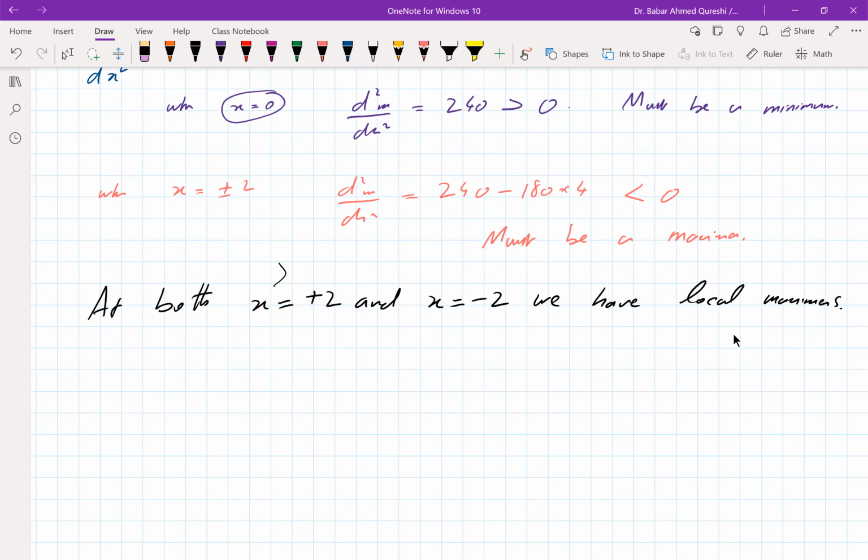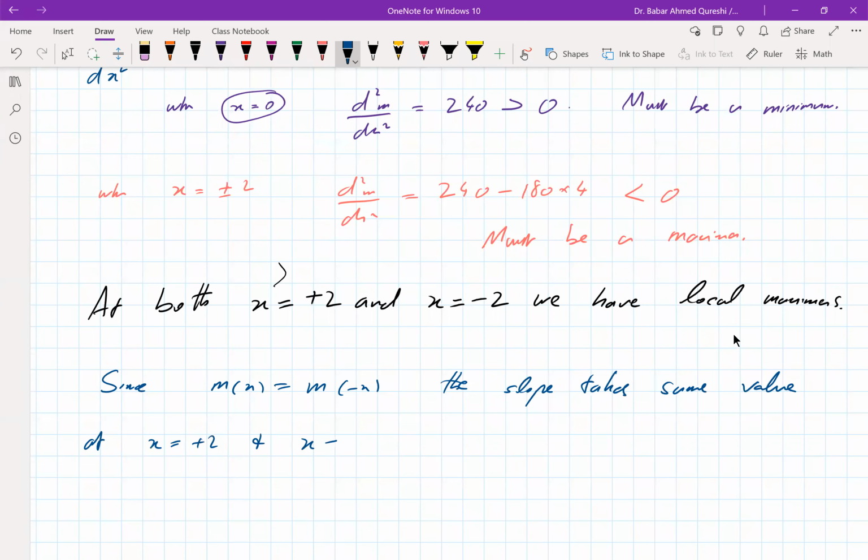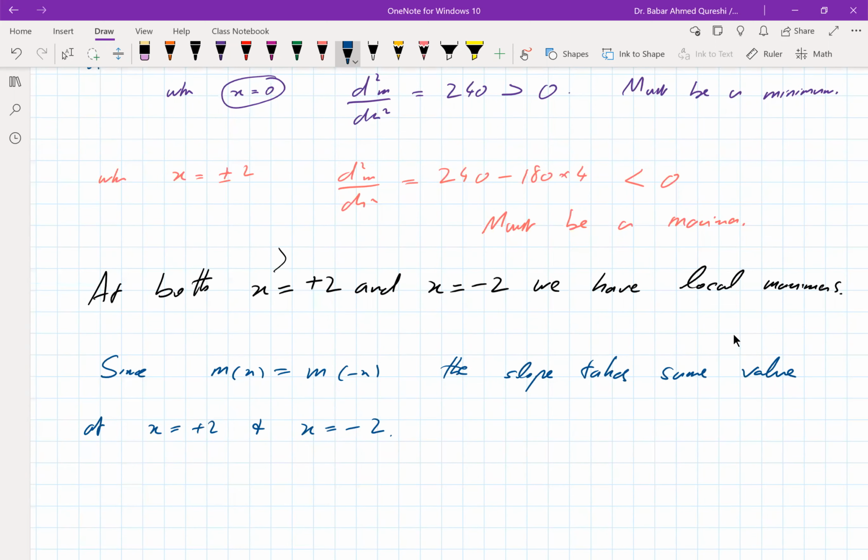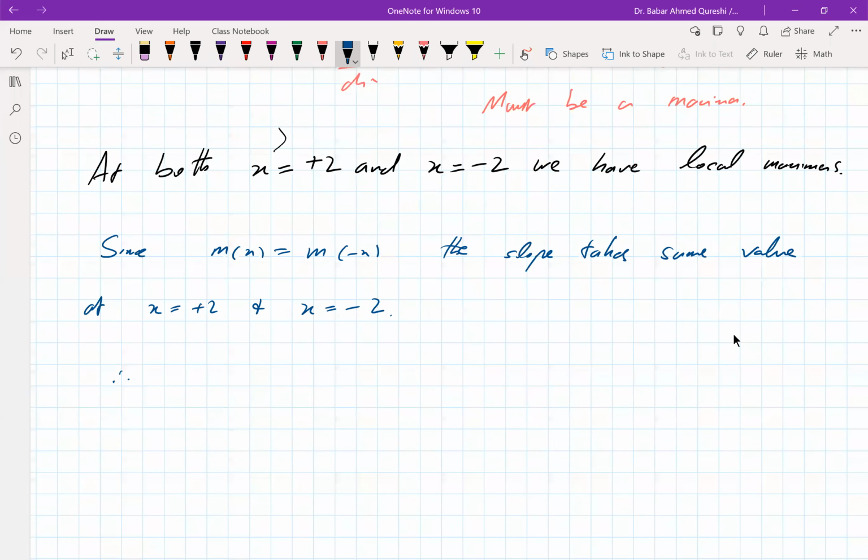Let me write. Since m of x is m of minus x, the slope takes the same value at x is equal to plus 2 and x is equal to minus 2. And therefore, the maximum occurs at 2 points, plus and minus 2.